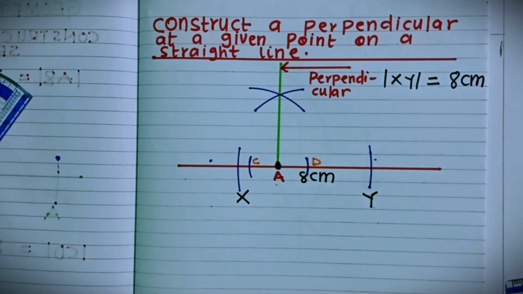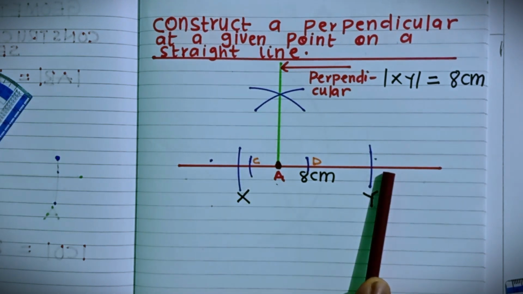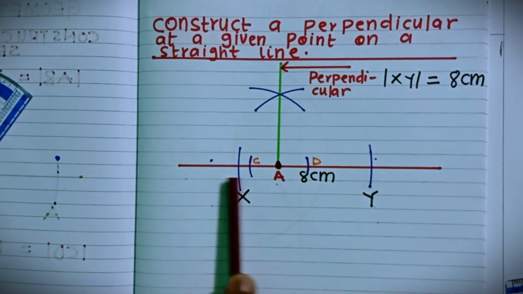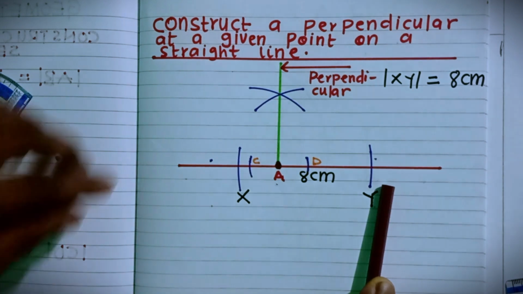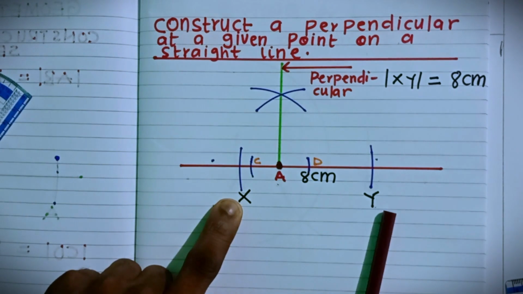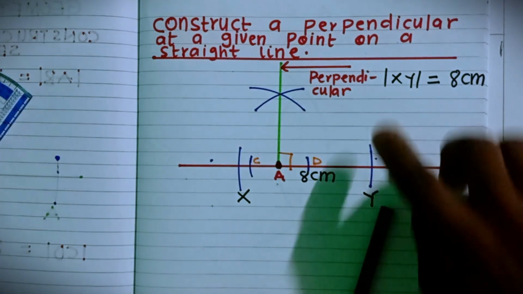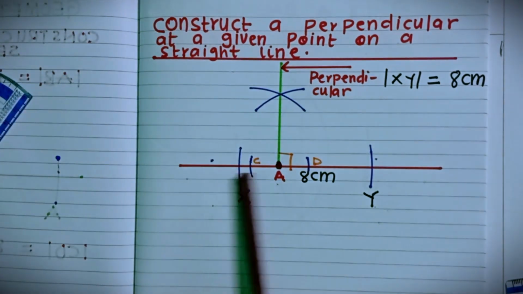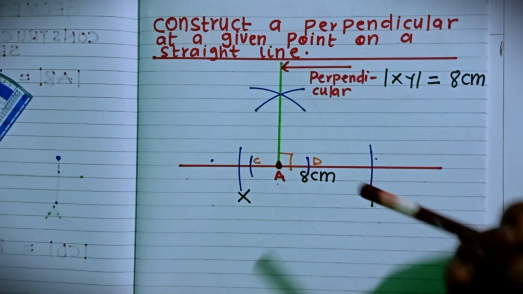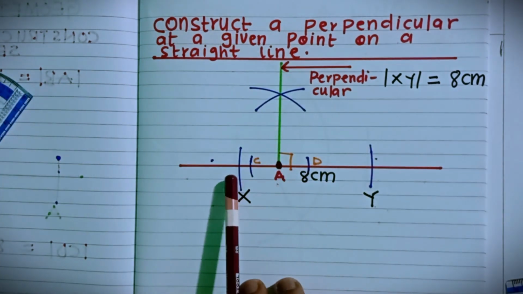Now let's look at how to construct a perpendicular at a given point on a straight line. In this case, this is my straight line XY and I have a point A on the given line XY. I want to draw a perpendicular, a line, the one in the green marker, that will touch XY at an angle of 90 degrees. A perpendicular is a line that touches another line at 90 degrees. So this line in the green marker is perpendicular to the line XY.